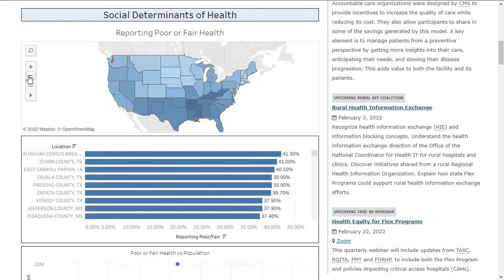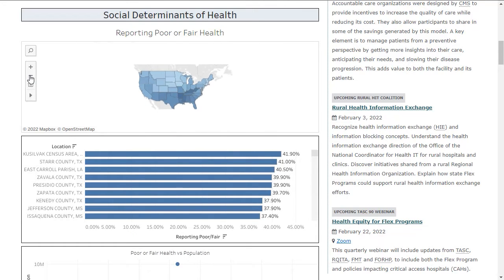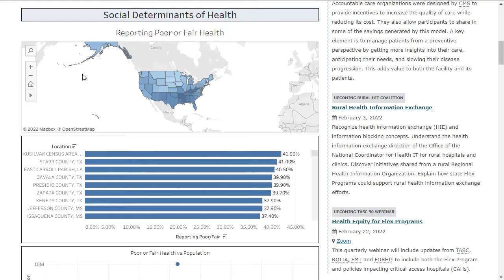If we zoom out, click on the minus sign, we can zoom out and we can see the results for Hawaii and Alaska as well. So the color coding on each of the states represents the percentage, where the lighter shades of blue are a lower percentage of populations that report poor or fair health, and the darker shades of blue represent those states that have a higher median percentage of individuals who report fair or poor health.